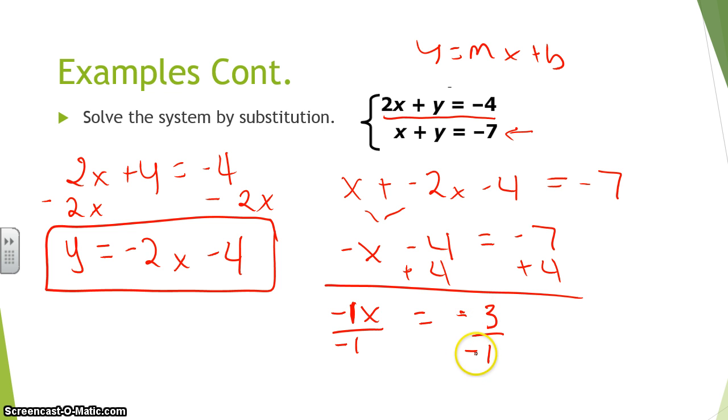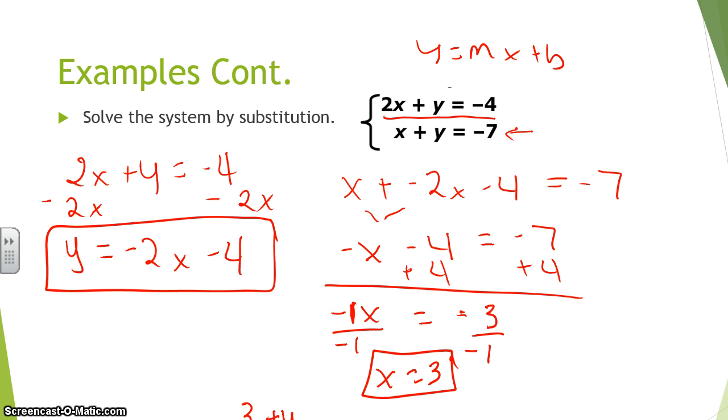Negative 3 divided by negative 1 is going to give me x is equal to 3. So I found my x. I now need to solve for my y. So I choose one of my original equations to help me find my y. We found x, which is 3. I'm going to use the second equation.